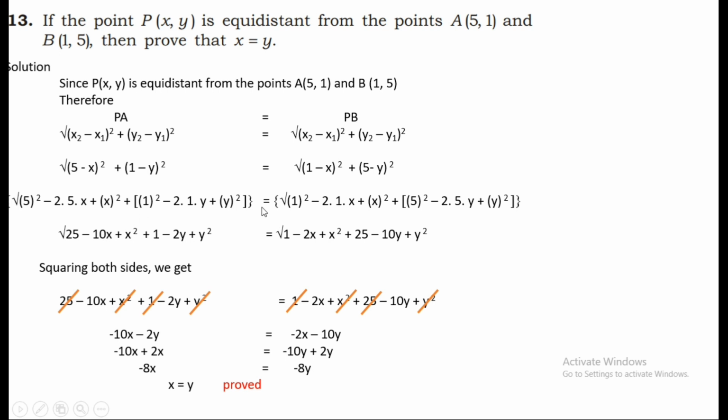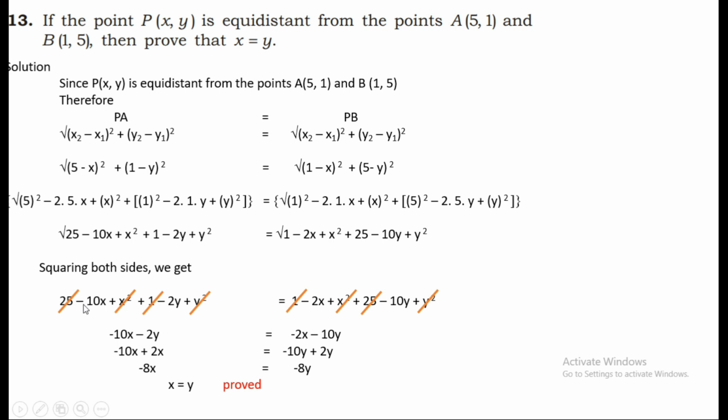So at this point of time you will come to a conclusion like this. Root over 25 minus 10x plus x square plus 1 minus 2y plus y square. Here also 1 minus root over 1 minus 2x plus x square plus 25 minus 10y plus y square. Then to remove this square root, we'll square both sides. When we square both sides, what happens? Your root and square get cancelled. So we are left with 25 minus 10, only the numbers, the root will get cancelled.